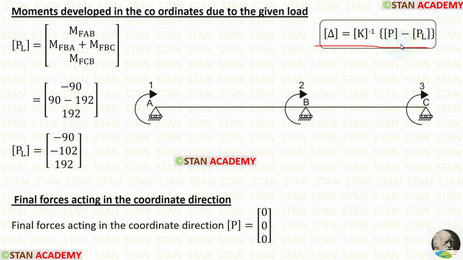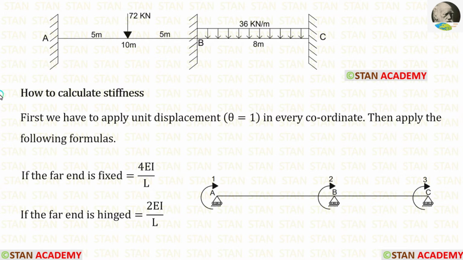In this formula, we have calculated the PL matrix and P matrix. Only one is remaining, that is the stiffness matrix. Let us find that. Now let's see how to calculate the stiffness values. For calculating the stiffness values, we have to apply unit displacement, that is theta is equal to 1 radian in every coordinate. In this analysis, we are having 3 coordinates. In the point A, in the point B and in the point C, we are having the coordinates.